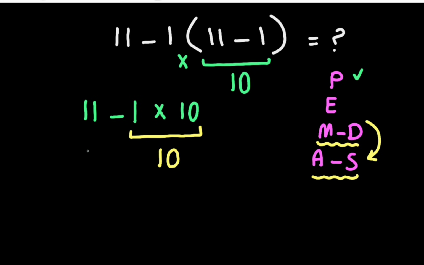Now, in the next and final step, we have 11 minus 10. So, our final answer is 1.